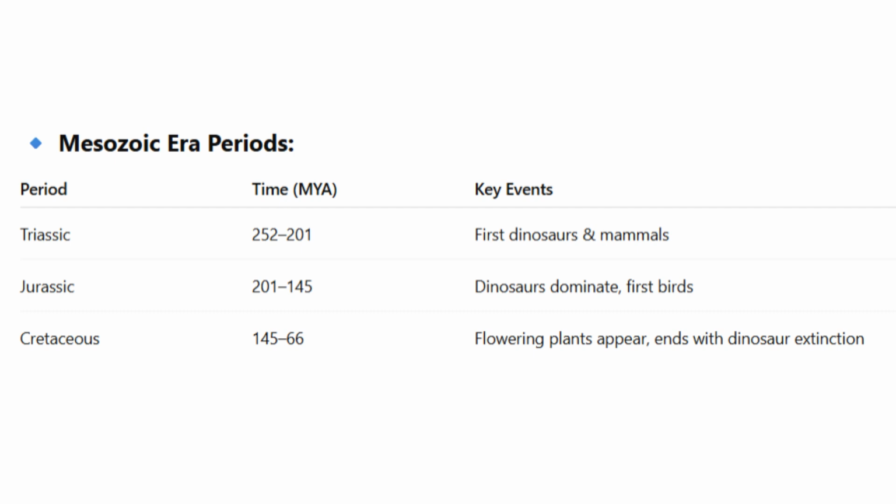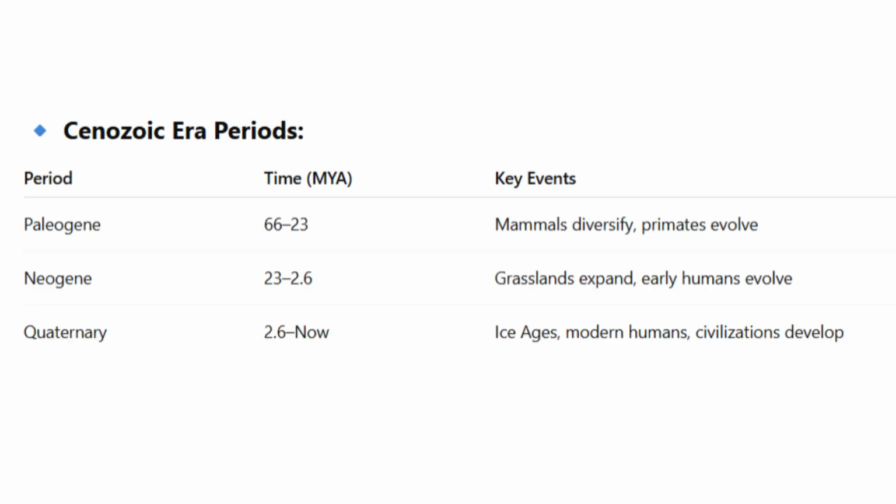Mesozoic era periods. Period, time, key events. Triassic, 252 to 201, first dinosaurs and mammals. Jurassic, 201 to 145, dinosaurs dominate. First birds. Cretaceous, 145 to 66, flowering plants appear. Ends with dinosaur extinction.